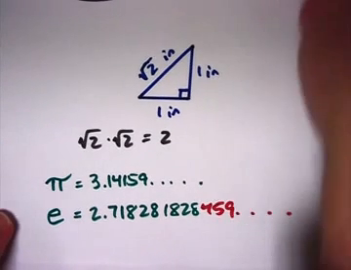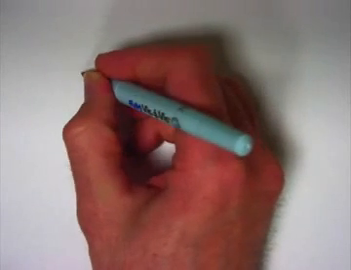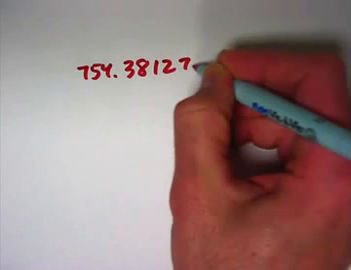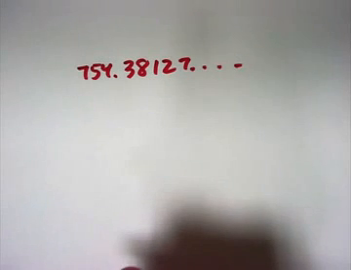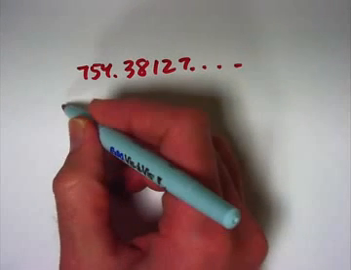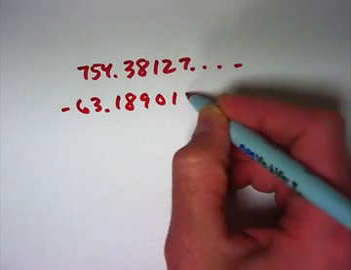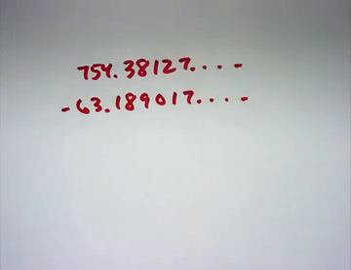Couple famous irrational numbers. I want to emphasize that the real numbers include all these decimals and include decimals that have a whole number part in front of them as well, like 754.38127, blah, blah, blah. And I'm not saying whether it's got a repeating pattern or not. It includes negative numbers, negative 63.1890117, blah, blah, blah. Any number that you can imagine writing down as a decimal is included in the set of real numbers.